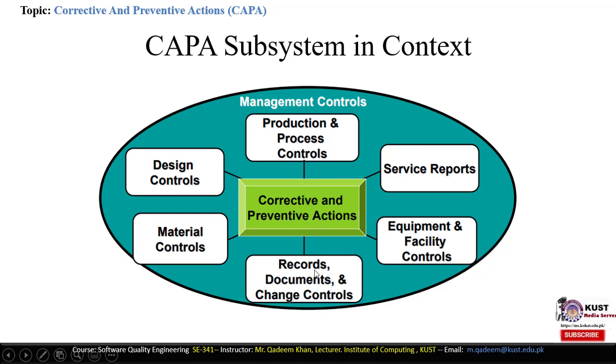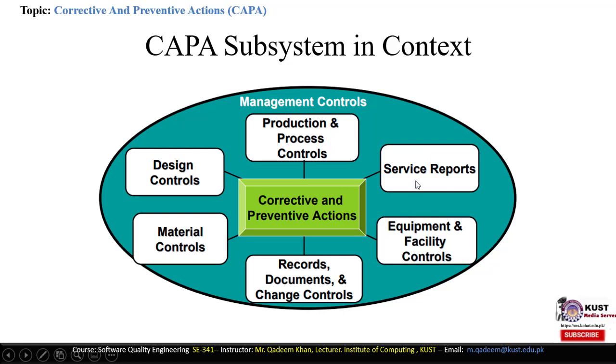Record documents and change controls. So here all the records and other hard copy or soft copy documents and change controls are used as the input for the corrective and preventive actions. Equipment and facility controls. If we have other equipment and facilities, for example lab facilities, similarly for example the internet facilities, and we have many equipment that are used to develop the software, they must be controlled in a good fashion.